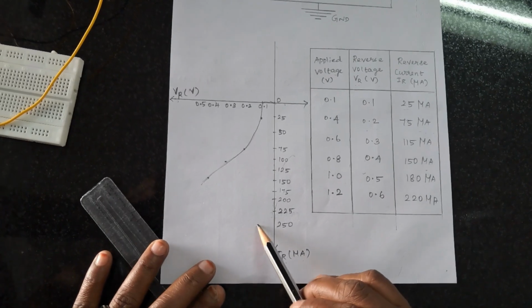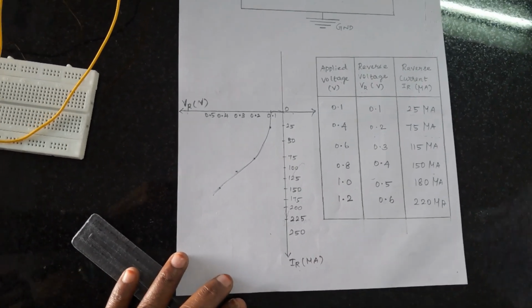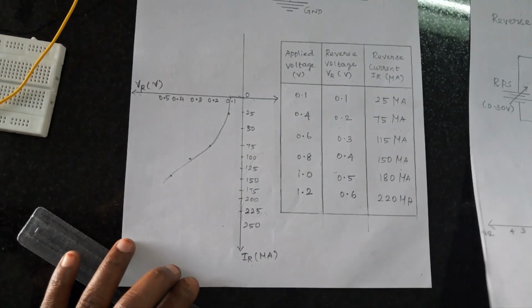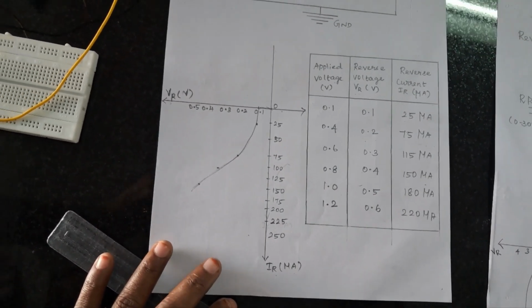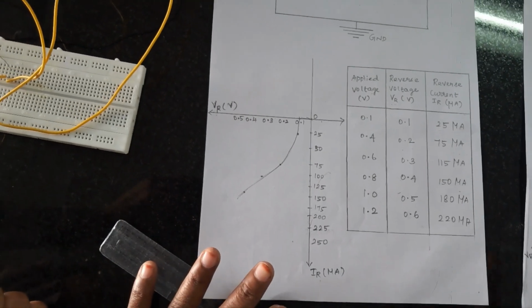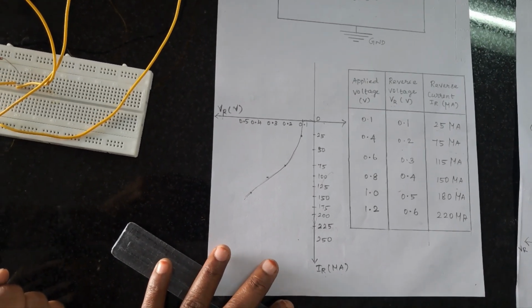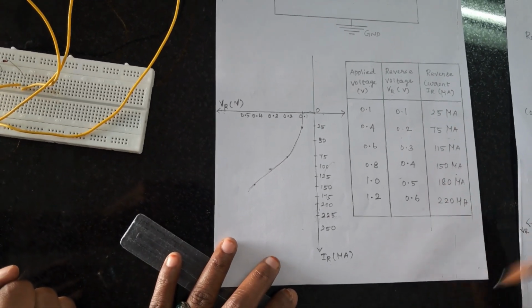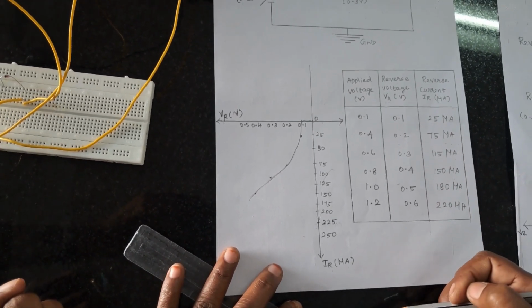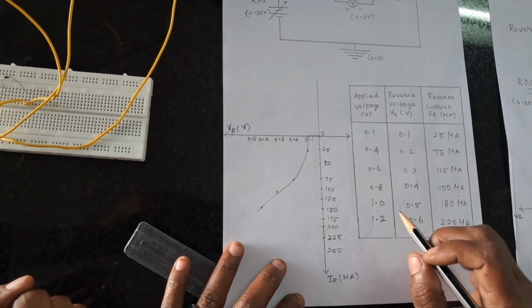We can understand from the PN junction diode graph and the reverse bias graph. In the PN junction diode we are getting only the forward current. There is no reverse current in reverse bias. But in the Zener diode we have the forward current and also the reverse current. This is one of the advantages of the Zener diode. Thank you.